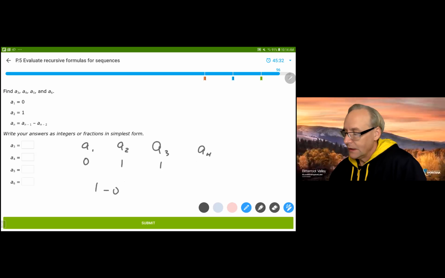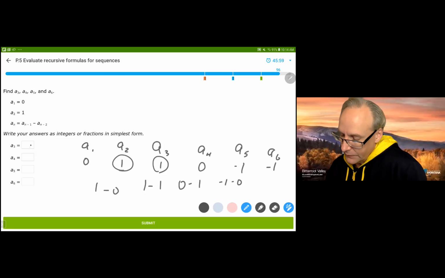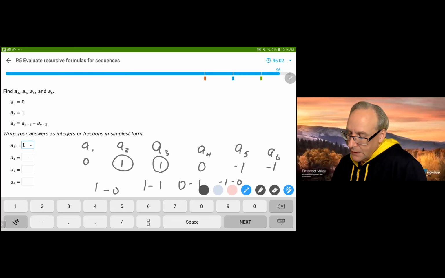Now A4, even if I switch them, I still have 1 and 1, but I'm supposed to switch them and take this one minus this one. So it's 1 minus 1, which is 0. And A5, I'm going to switch them again. I'm going to take 0 minus 1. I'm going to get -1. And for A6, again, I'm going to switch them and get -1 minus 0, which is -1. So we have A3 is 1, A4 is 0, A5 is -1, and A6 is -1. Looks good.